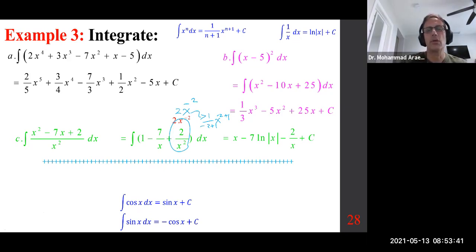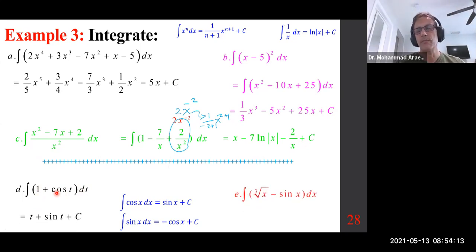And of course, you're writing the whole thing. Therefore, the answer is x minus 7 ln x with an absolute value. This becomes -2 over x and a constant. So since this is dt, 1 gives you t, not x. That's something I want to mention because sometimes students make a mistake. Plus cosine. The derivative of cosine is negative sign, but the integral is positive. And as always, a constant.